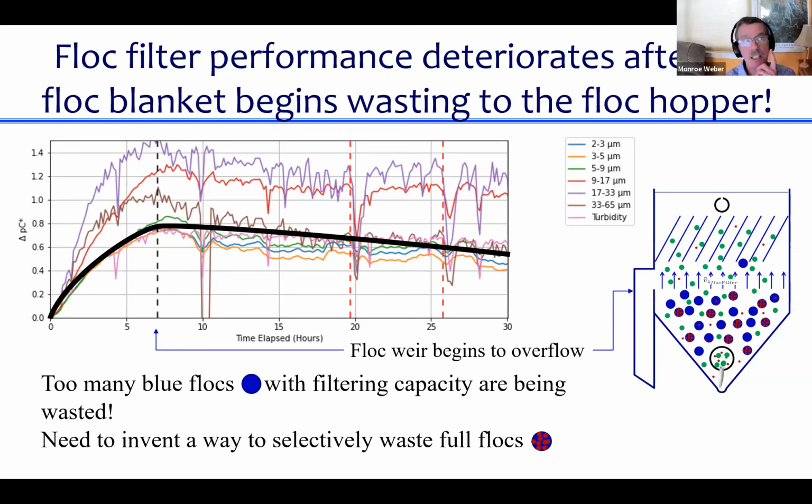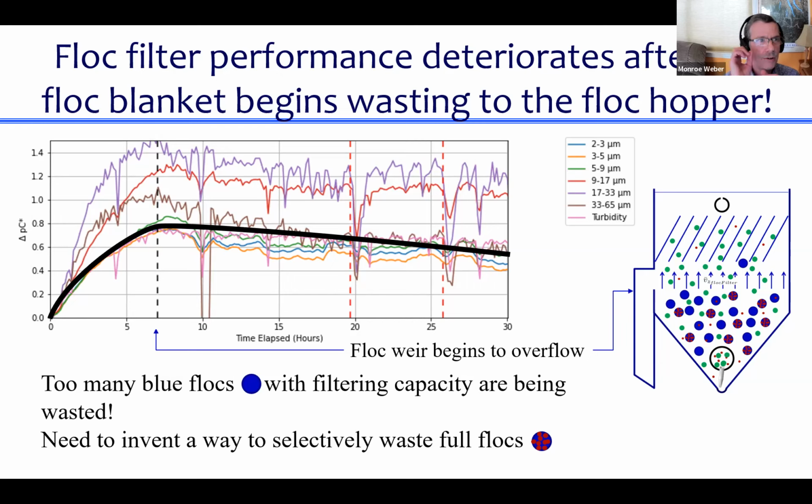Okay, so that's great. One problem is that when we're wasting the flocks, we're wasting them over the top of this weir. How did the blue guys get into the flock filter? Where did the blue flocks come from? Anybody remember? Yeah, they were an avalanche of the green ones that came up from the bottom and stuck to the plate settlers. They were an avalanche of the green ones.